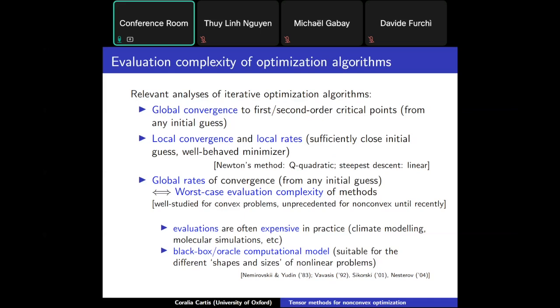So, rates of convergence. Now, this is essentially equivalent to so-called worst-case evaluation complexity or oracle complexity. How many calls to the black box that gives me function values, gradient values, maybe second derivatives, do I need to make to get that approximate solution at the end? So this is something well studied for convex problems. There is this amazing textbook of Nemirovsky and Yudin from '83. There is the work of Nesterov, Polyak, Sikorski. These are people who have done a lot of work in this area, especially for convex problems.